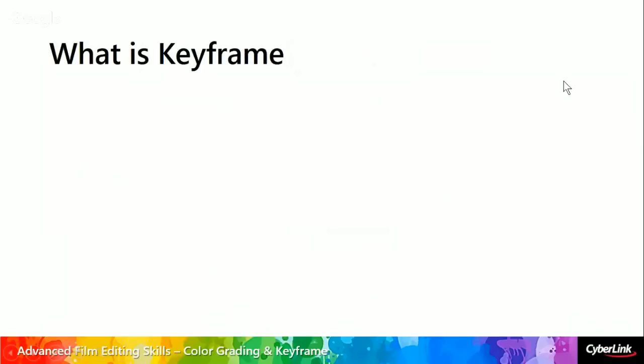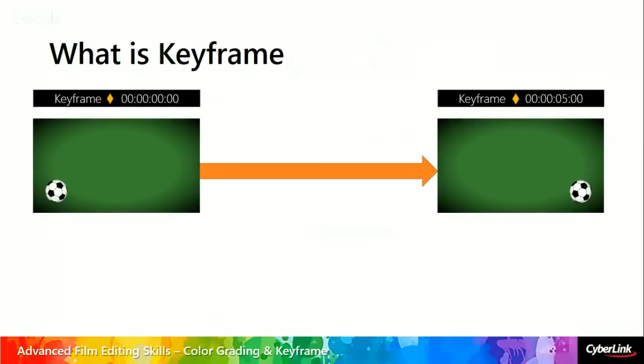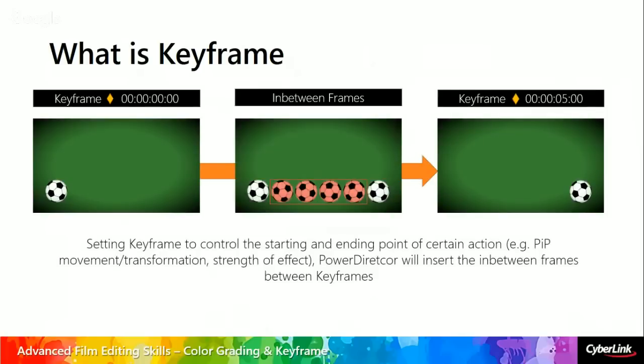Okay, now you understand what a frame is and what timeline tracks are. Next, we'll talk about what a keyframe is in PowerDirector. Keyframe is a very important concept in PowerDirector and all other video editing software. The major thing a keyframe does is control the change of status in your video. So for example, here is a soccer ball in the video. At the start, at 0 seconds, it's at the left side of the video, and at second number 5, it's at the right side of the video. In this case, video editing software like PowerDirector will help by adding the in-between frames between 0 and 5 seconds, so that when you see it, you think it's an animated object.